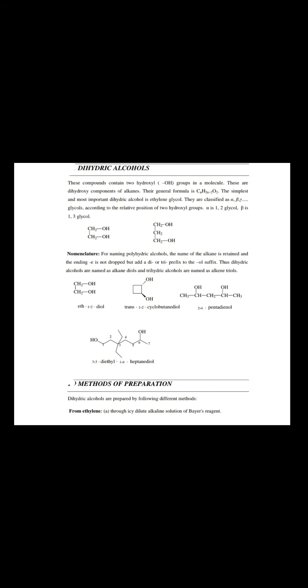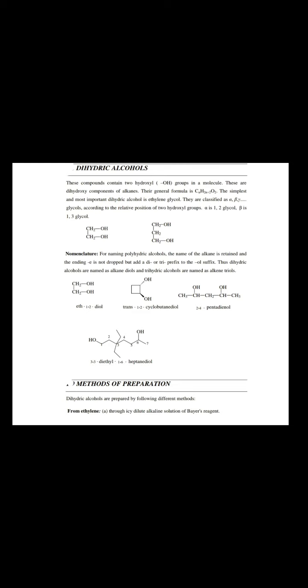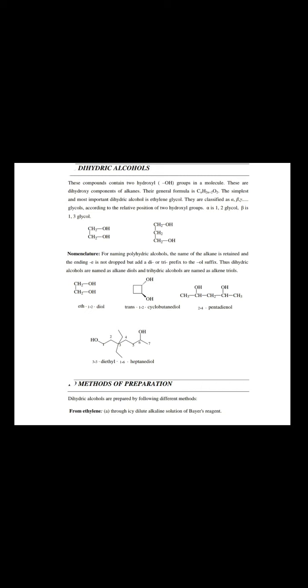Now, nomenclature of dihydric alcohol. For naming polyhydric alcohols, the name of the alkane is retained and the ending E is not dropped but added, and the prefix di, tri, or tetra is added to the suffix. Thus, dihydric alcohols are named as alkane diols and trihydric alcohols are named as alkane triols. Clear? For example, ethane-1,2-diol, trans-1,2-cyclobutane diol and 2,4-pentane diol. Clear? Examples are given below.